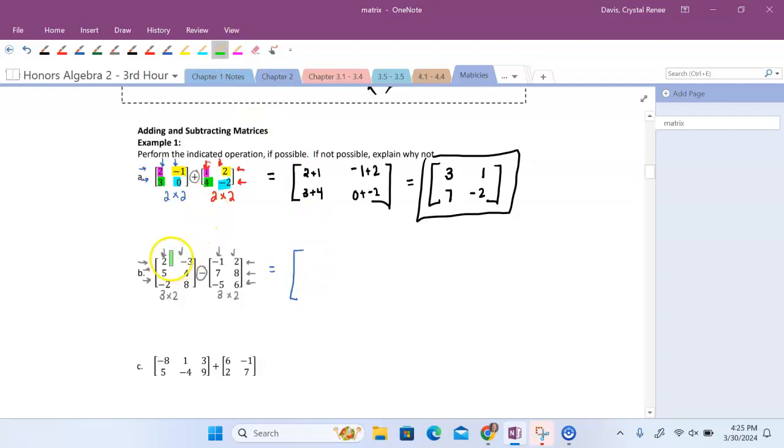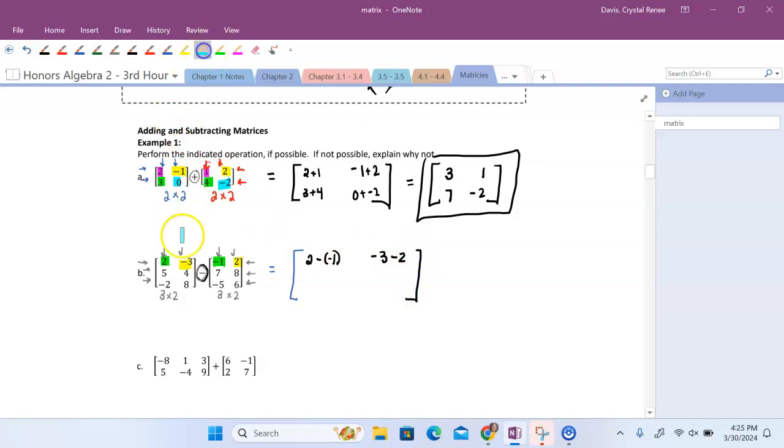We have in the same corresponding positions the 2 and a -1. So over here, I would have 2 minus -1. And once again, we're subtracting. The next one in the corresponding positions, -3 and 2, so I could write -3 minus 2.